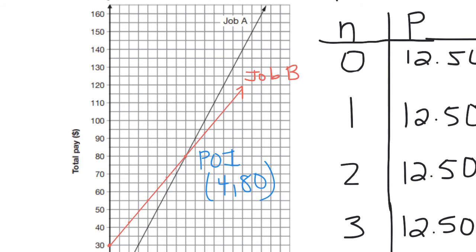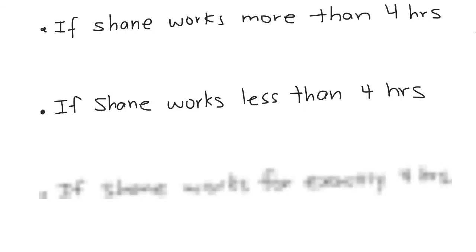Now we actually need to use this point to help us answer the actual question, which is under what conditions should Shane choose job A, and under what conditions should he choose job B? Now when you are answering questions that ask you for conditions like this one, you are always going to have 3 answers or 3 points as part of your justification. The 3 points that you're going to come up with are going to be based off of the x value of your point of intersection. So for us, our x value was the number of hours, and in our point of intersection of 4, 80, our x value or number of hours was 4.